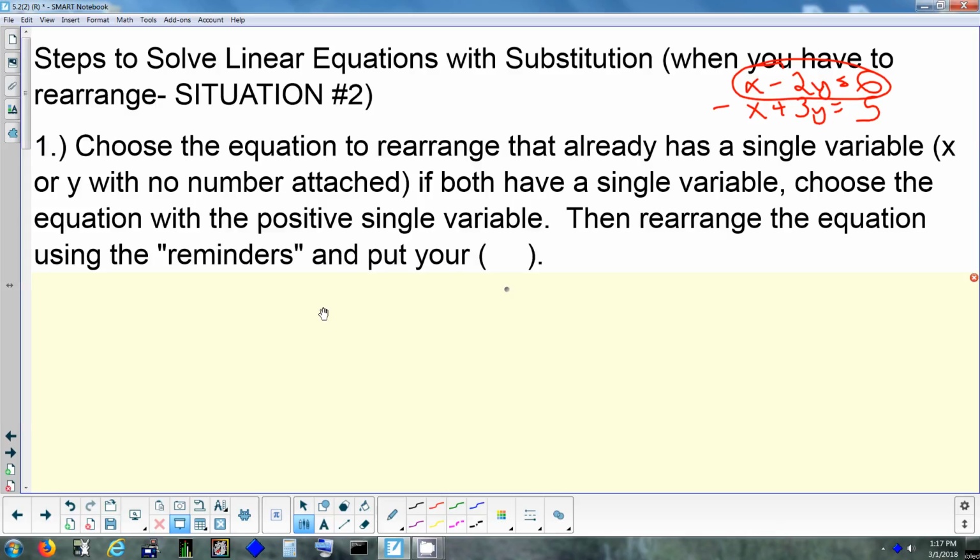All right? We'll rearrange the equation with the reminders that we just had, the reminders that we just did, right? When we have a single x with y on one side, or a single y with x on one side, those same things. We'll refer to those reminders. All right? And then, like we did before, we're going to put our parentheses around what comes after the variable you just isolated.